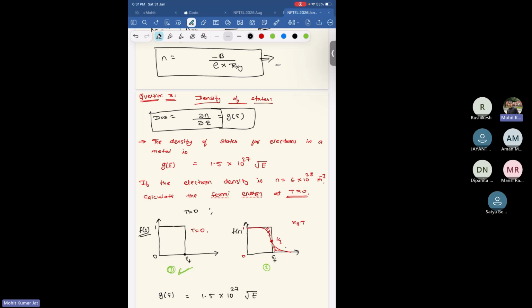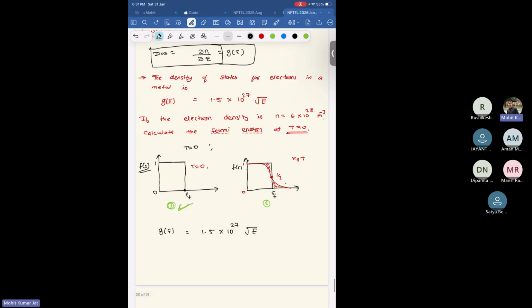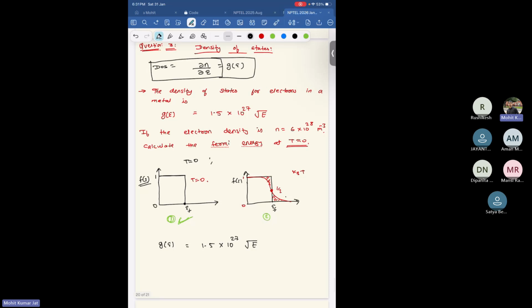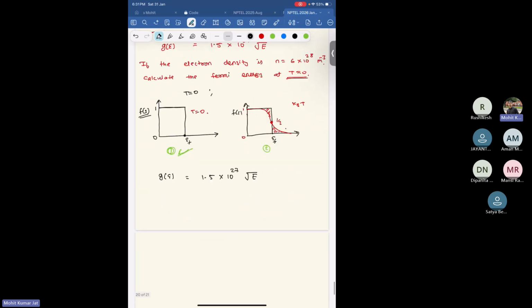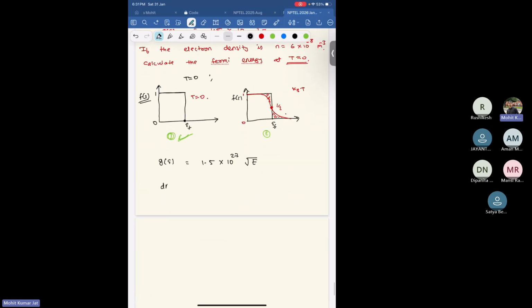So this is what is given, right? First, you can integrate this equation. So this will be dN equals G(E) times dE, and if you integrate this from 0 to N, and 0 to EF, the Fermi energy, so this will be n, 0 to EF, so 1.5 into 10 power 27.